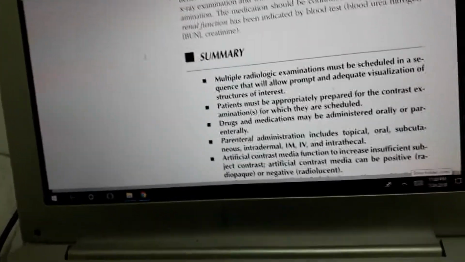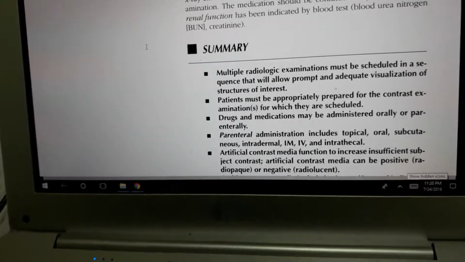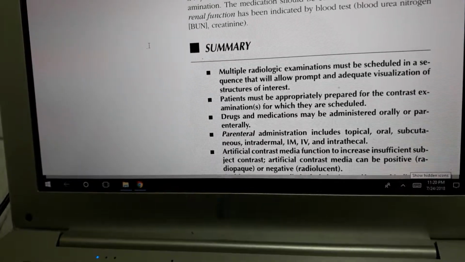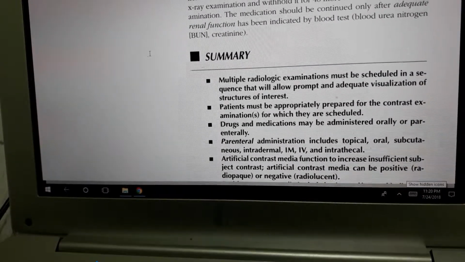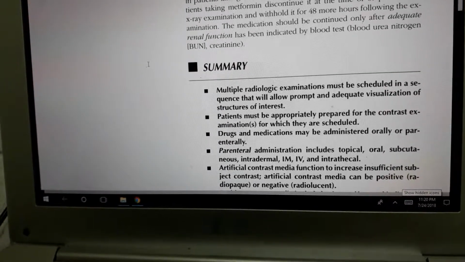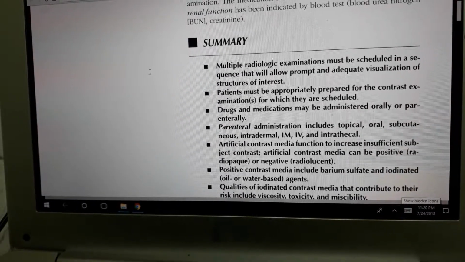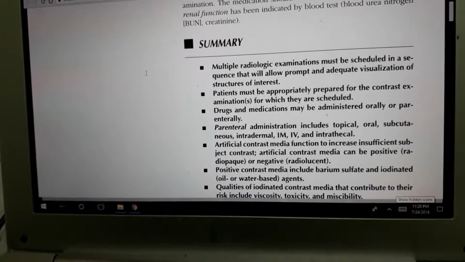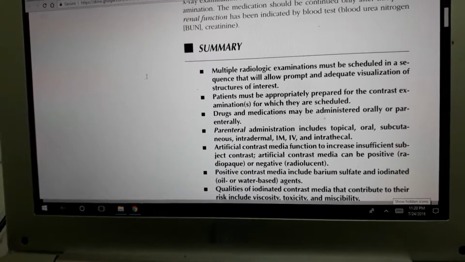Routes of administration include topical, oral, subcutaneous, intradermal, IV, IM, and intrathecal. Artificial contrast media function by increasing the subject contrast. Artificial contrast media can be positive, radiopaque, or negative, radiolucent. Positive contrast media include barium sulfate or iodinated oil or water-based agents.